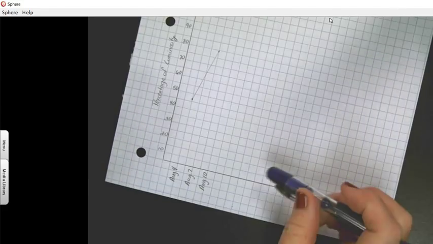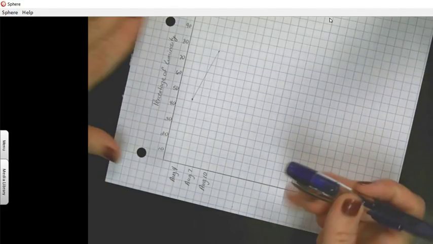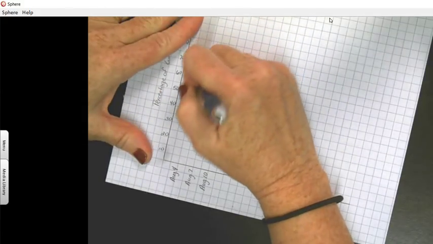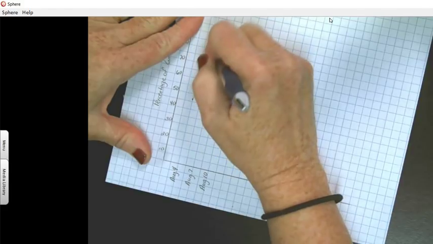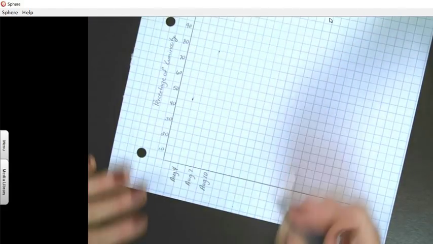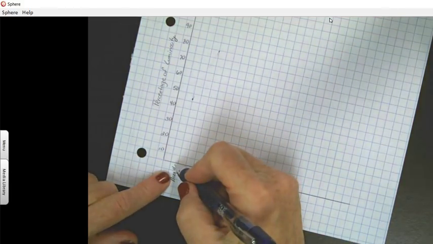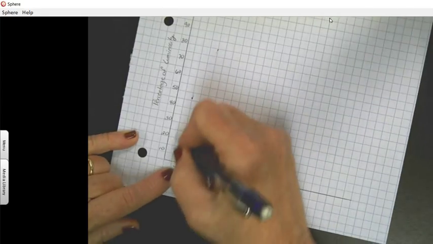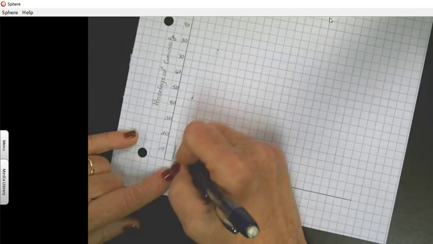If you want to make this into a bar graph, okay, I'm just going to erase this line so that it doesn't confuse us, so we can't have two different types of graphs on the same graph. I'm going to go in, and if I want to do this as a bar graph, I'm going to take the box that I wrote August 4th in, and I'm going to go through and I'm going to shade.